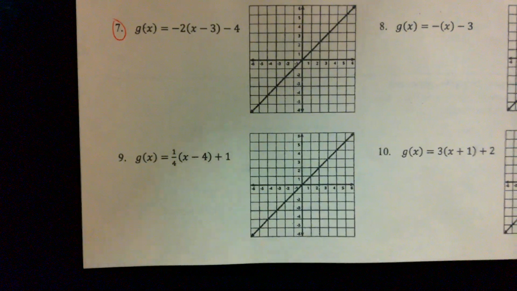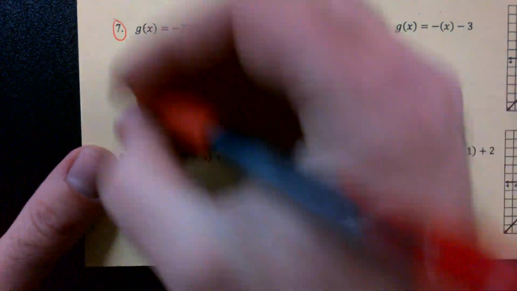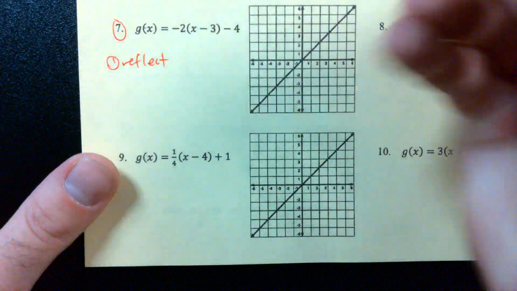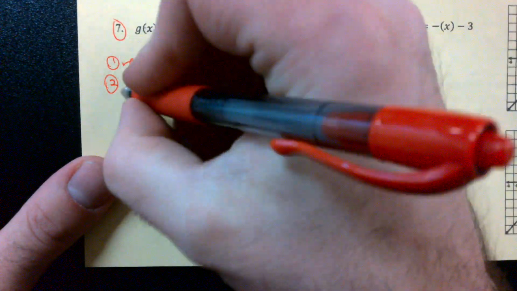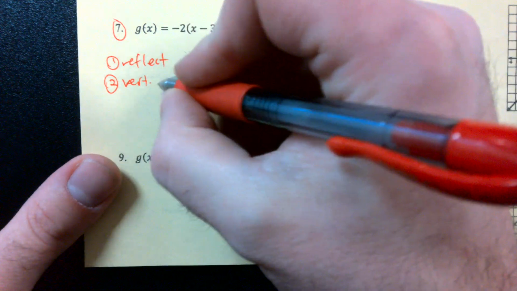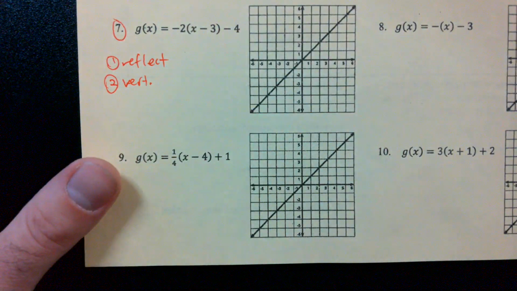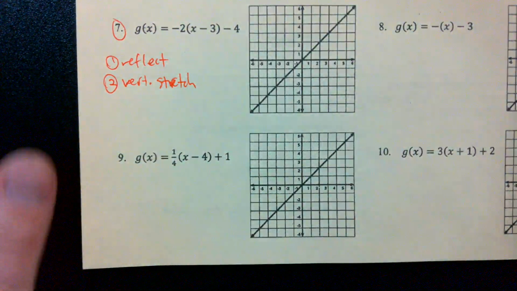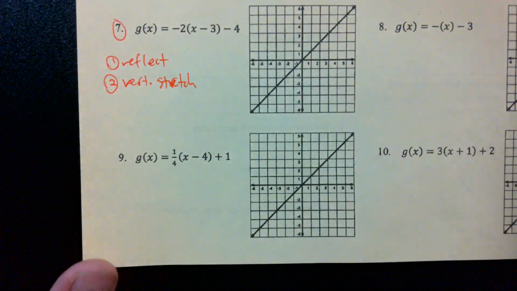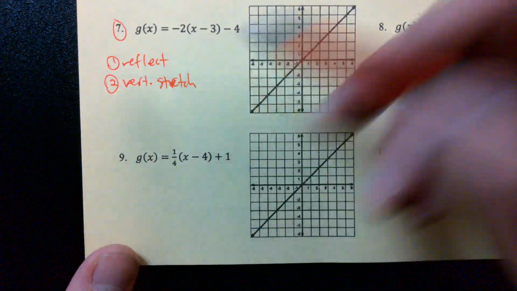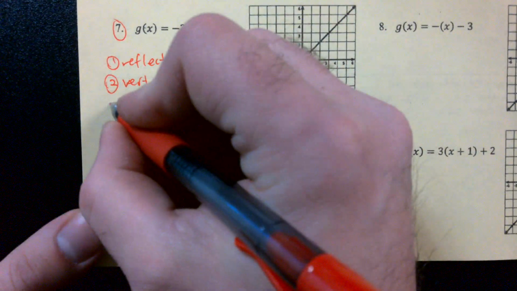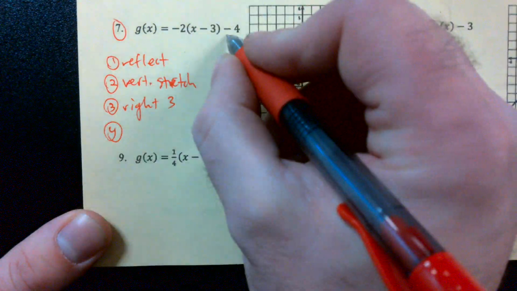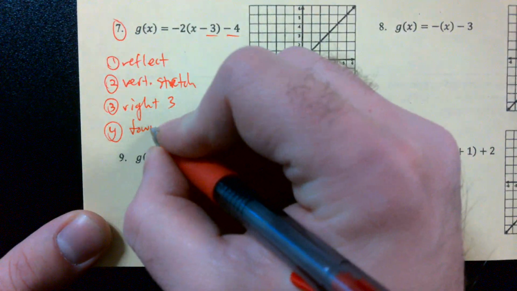Number 7, we got a lot that we're doing. We're doing all 4 things. So this minus sign tells me I'm reflecting. The 2 tells me I'm vertically what? Stretching or compressing? Stretching. It's greater than 1. Doesn't matter if it's negative. The negative's a reflection. Minus 3 tells me I'm going where? 3 units right. Right 3. Yes. And minus 4 tells me I'm going down 4.